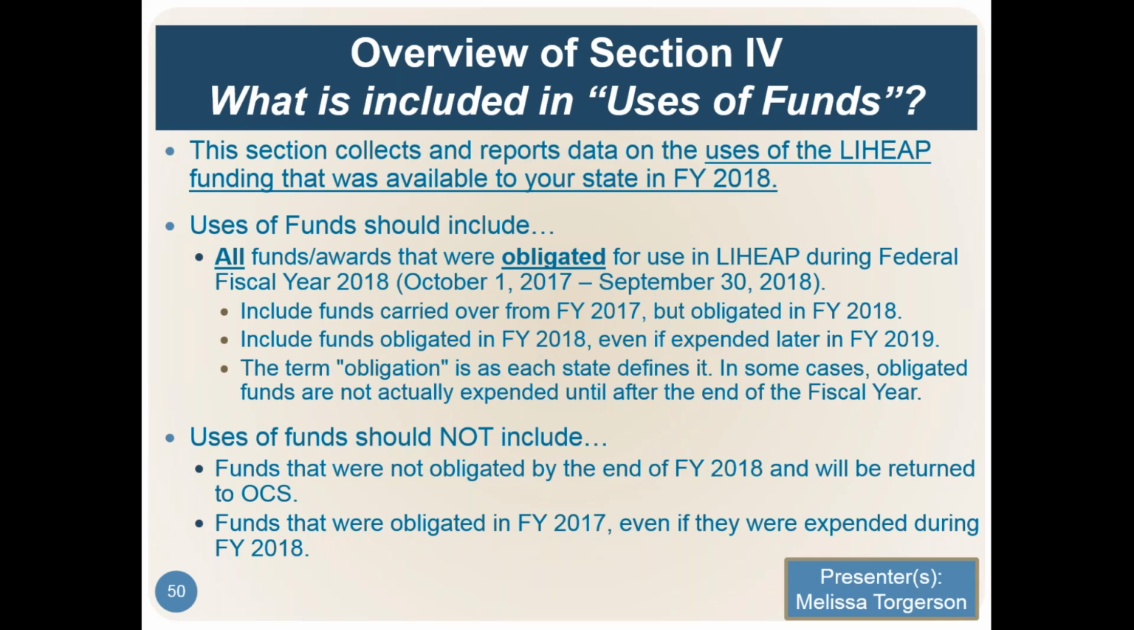Funds that were obligated in 2017, even if they were expended during 2018, are not included. The household report and the performance data form look at assisted households, regardless of the funds used to assist those households during FY 2018. The Grantee Survey is different because we're looking at the funds that were obligated regardless of when they were spent. So if you had obligated funds that you actually spent during 2018, those would not be counted in this form.